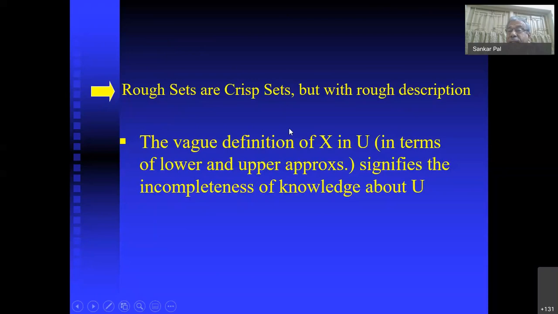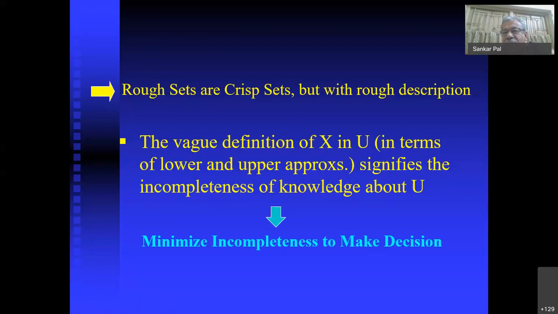They signify the incompleteness of knowledge about you. And this incompleteness of knowledge is coming because of the granularity. If there is no granularity, there is no incomplete knowledge, and there will be no roughness in the set. Roughness comes because of the granularity. Therefore, if I can reduce the incomplete knowledge, I can make a decision. So when I make a decision using rough set theory, my objective will be to minimize this incompleteness.